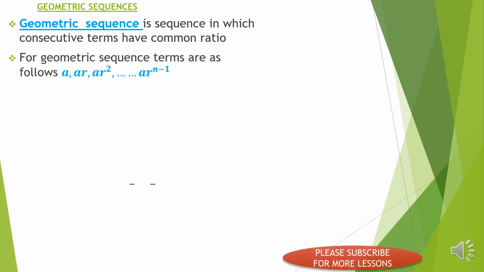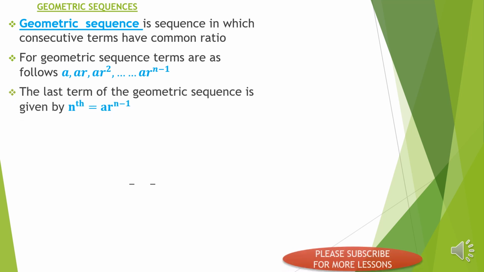Now, terms in geometric sequences are arranged as follows. That is, A stands for the first term. To get the second term, you multiply by R. To get the third term, you multiply the second term by R, and so on until the last term, which is given by A multiplied by the common ratio raised to n minus 1. The last term of any given geometric sequence is actually given by a r raised to n minus 1.